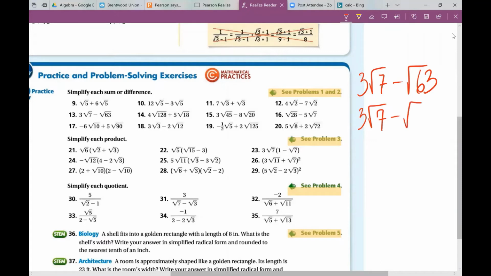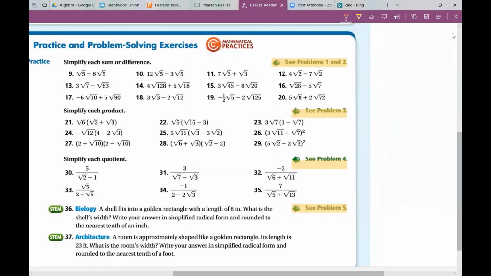But I know for 63, I can change this into 9 times 7. And so again, I'm going to write down the 3 radical 7, but now I'm going to change this to the square root of 9 is 3. So I'm going to bring that out. And radical 7, I can't do anything with, so it'll remain radical 7. So now my problem is 3 radical 7 minus 3 radical 7. Well, that's the same thing minus the same thing. So your answer would be 0 for that one.